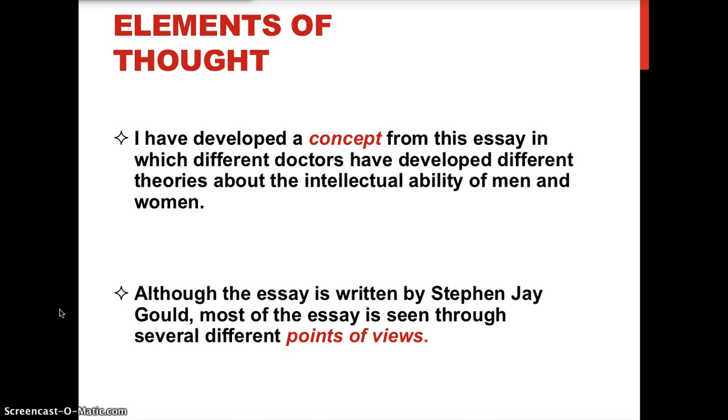So I've developed a concept from this essay in which different doctors have developed different theories about the intellectual ability of men and women. For example, Paul Broca in the essay says that men have bigger brains, therefore they're smarter. Gustave Le Bon says that women have brains similar to gorillas and we should neglect their intelligence entirely. On the other hand, Maria Montessori says that women are intellectually superior to men, so that really just shows the different aspects we saw this essay from.